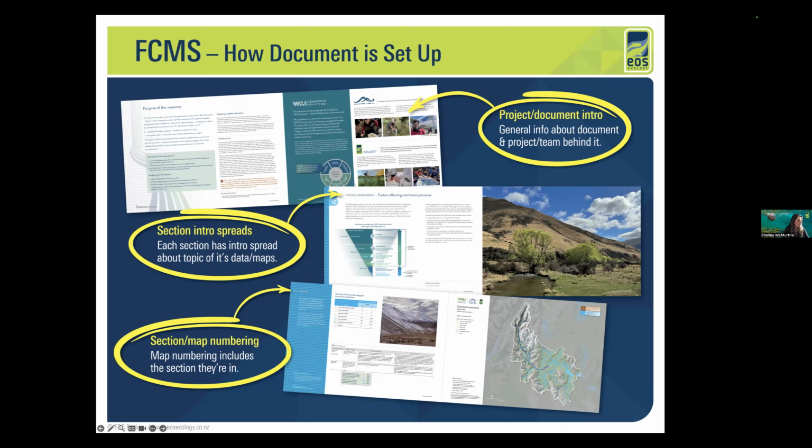We've also got each section start off with a spread that introduces the topic. So if you've got a catchment group that's not as familiar with some of the different topics, there's an introduction section that you can take them through, and then the map spreads follow after that. Each section is also color coded so that when you're flicking through, you can easily see the section that you're in.